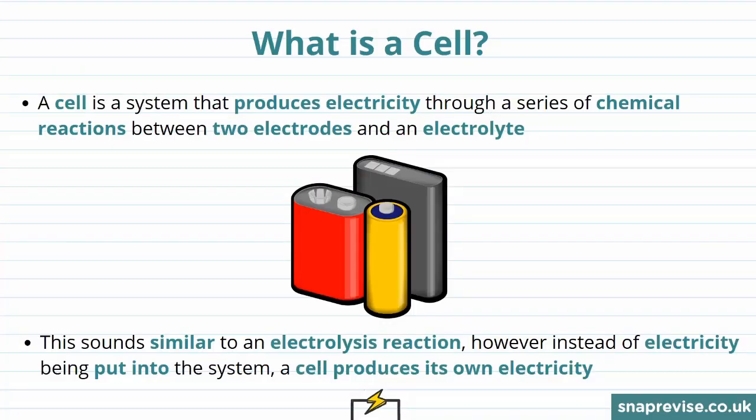In chemistry and physics, we use the word cell to describe a system that produces electricity, producing this electricity through a series of chemical reactions that take place between two electrodes and an electrolyte.